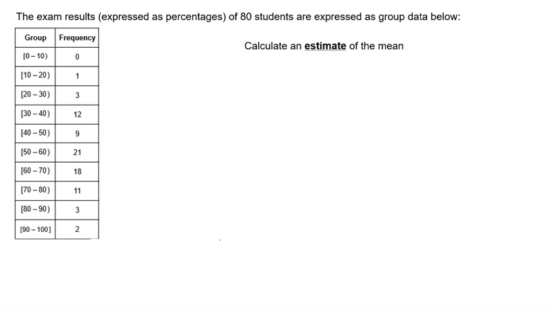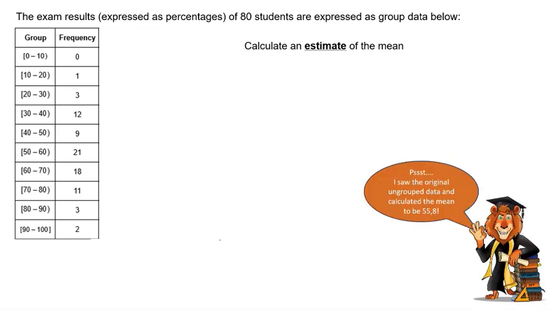Now, it's not possible to get the mean exactly because we don't have access to the raw data. Although Simi says he actually saw the original ungrouped data and he calculated the mean to be 55,8. Let's take a look at how we're going to tackle this.